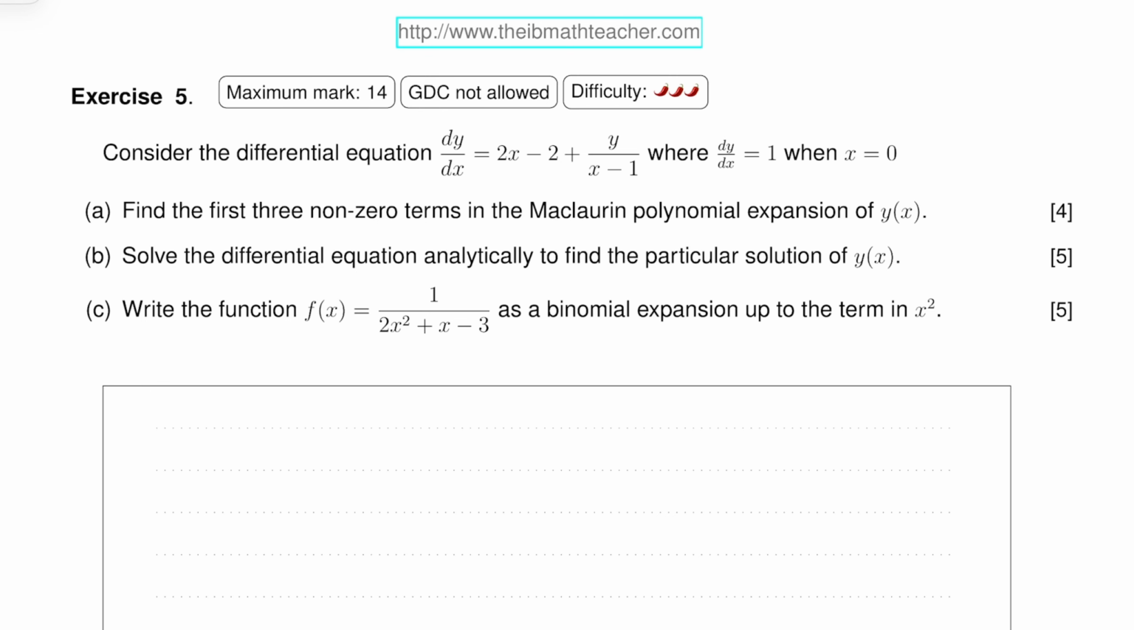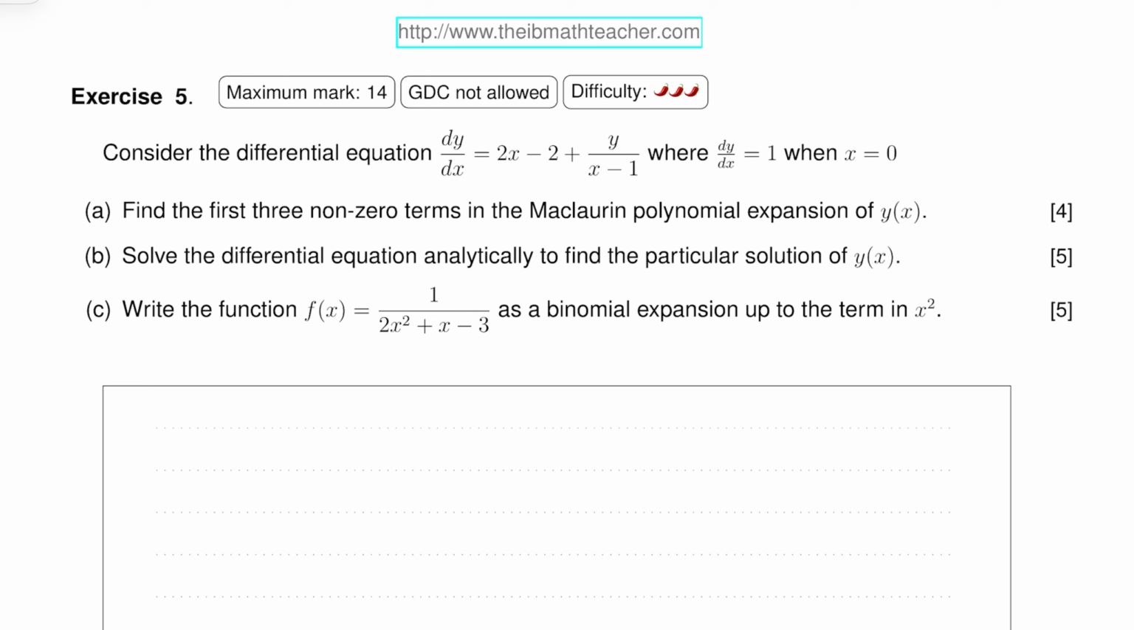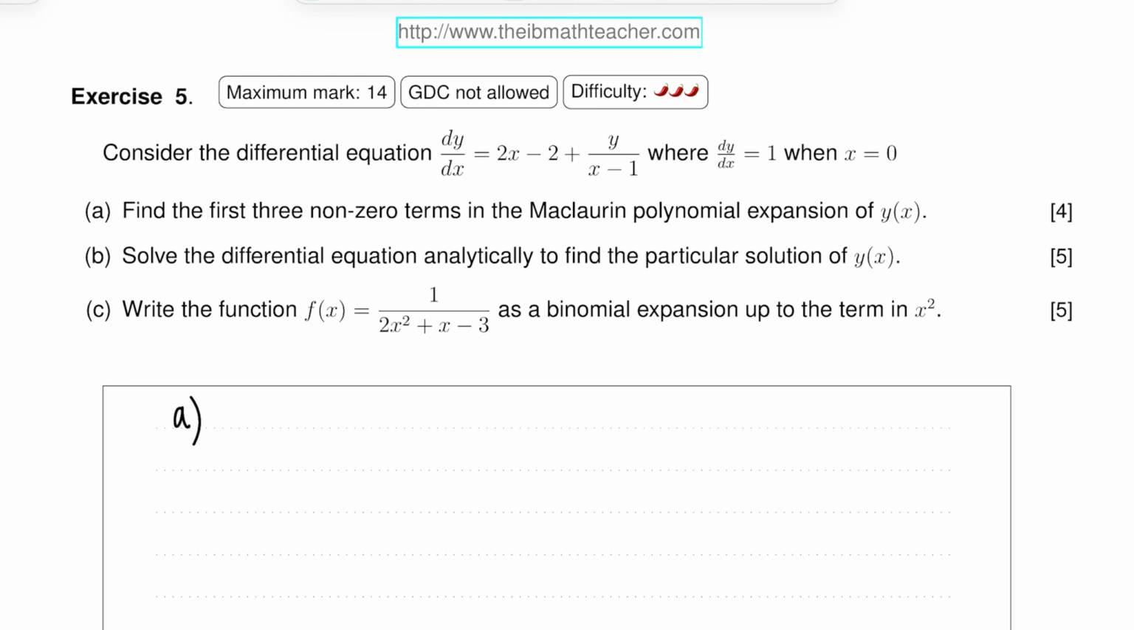But let's first find the first 3 non-zero terms in the Maclaurin series polynomial, or the Maclaurin polynomial expansion of y of x. So we're going to leave solving the differential equation for question B. Now, question A, as I said, does not involve solving the differential equation, but it does require us to remember how to perform a Maclaurin series expansion. And of course, we have the formula in the formula booklet. I'm going to place it here right now.